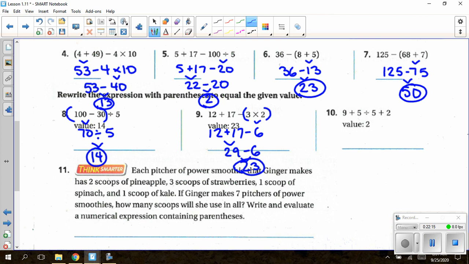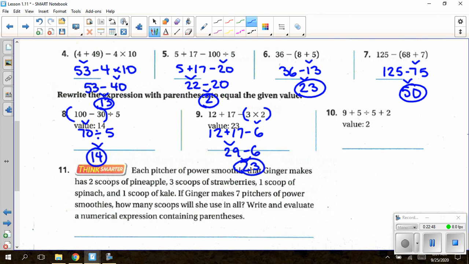So for number 10, normally I would have to do 5 divided by 5 first, which is 1, and then do 9 plus 1 plus 2, which I know would give me an answer that would be way too big, because I need a very small value. So for this one, if I would do 9 plus 5 first, then I would have to take 14 divided by 5. I know I cannot do that. If I would do 5 plus 2 first, I know that I would then have to take 5 divided by 7, and that wouldn't work either.